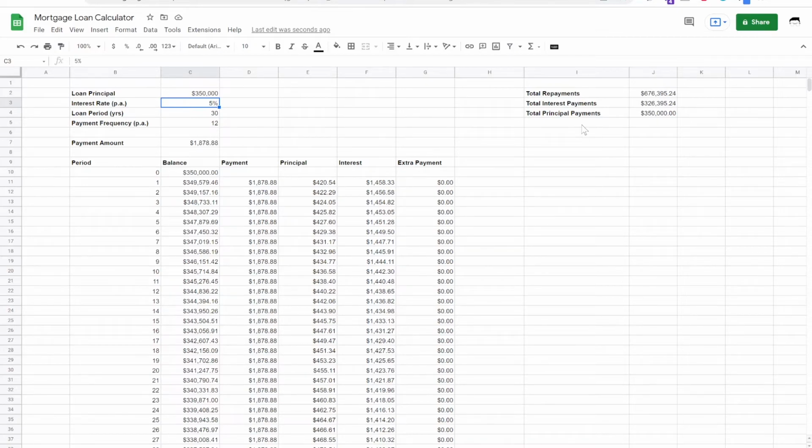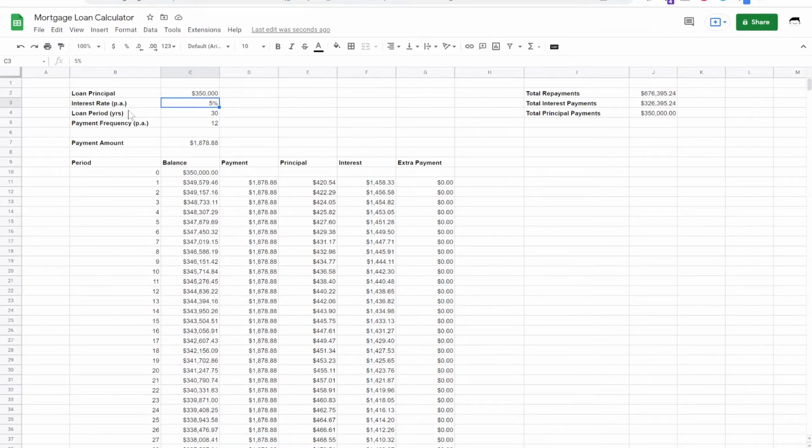Now here what we want to have a look at is the total interest repayments. We're paying $326,000. If we decrease our interest rate to 4%, you can see that we've significantly saved on our interest repayments to the tune of over $50,000. So in all cases, it makes sense to go and negotiate a better interest rate.